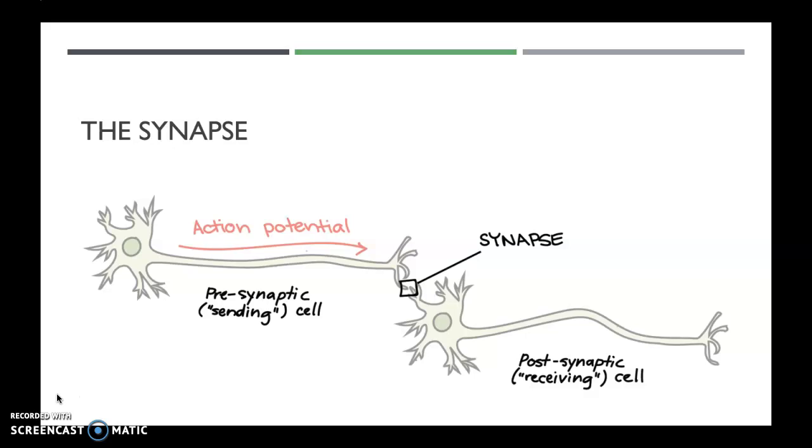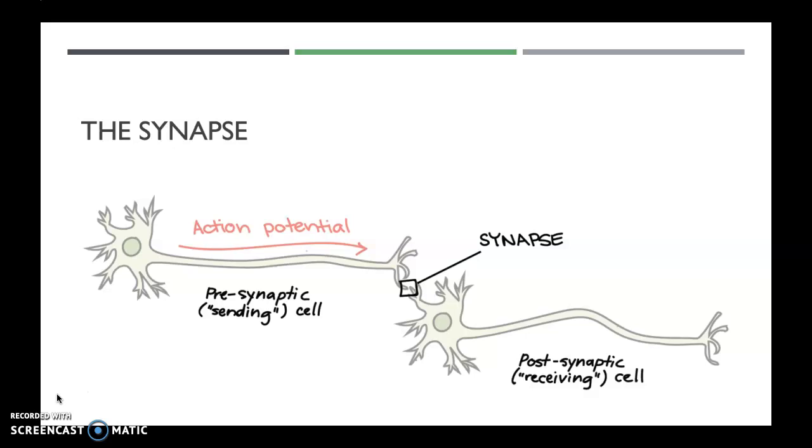When the action potential, or nerve impulse, arrives at the axon terminal, it activates voltage-gated calcium channels in the cell membrane. The molecules of neurotransmitter diffuse across the synaptic cleft and bind to the receptor proteins on the postsynaptic cell.